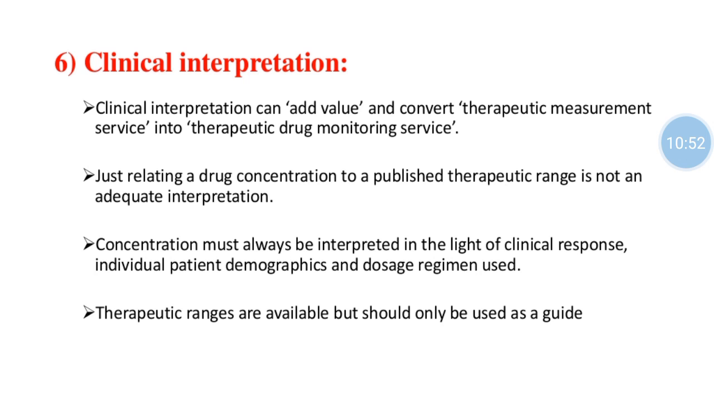That is an adequate interpretation. Concentration must always be interpreted in light of clinical response, individual patient demographics and the dosage regimen used. If there is hypothyroidism, metabolism changes; kidney-related disease also changes it. Depending on race and ethnicity, metabolism in Asian people and European people differs. So clinical interpretation should be made accordingly. Therapeutic ranges are available but should only be used as a guide, a reference material.